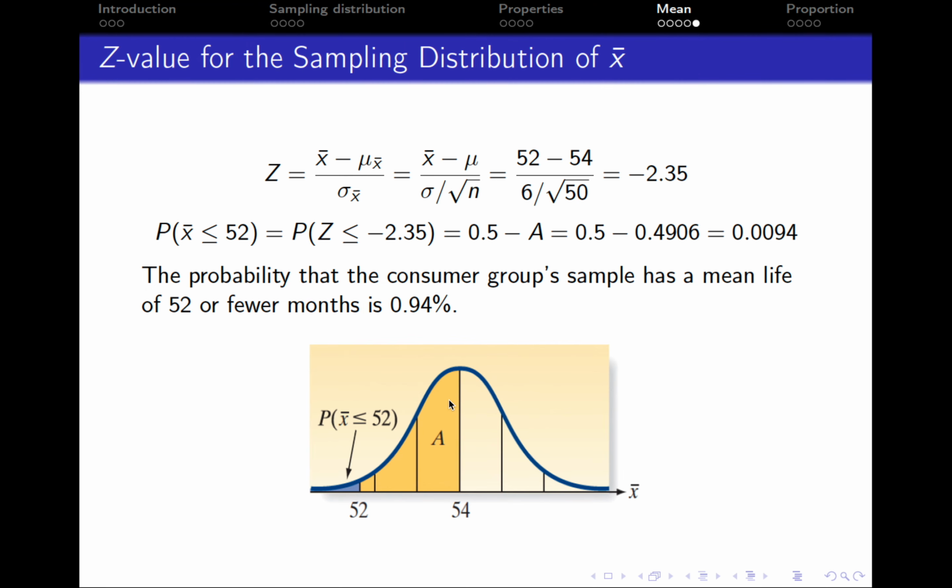To get this value, we take 0.5, so half of the distribution, 50% of the distribution, so everything from the left side, and we subtract area A. So the probability that the z-score lies between 0 and negative 2.35, which if we open the z-score table, we will see is equal to 0.4906, and we get the probability of 0.0094. So the probability that the consumer group sample has a mean life of 52 or fewer months is 0.94%.